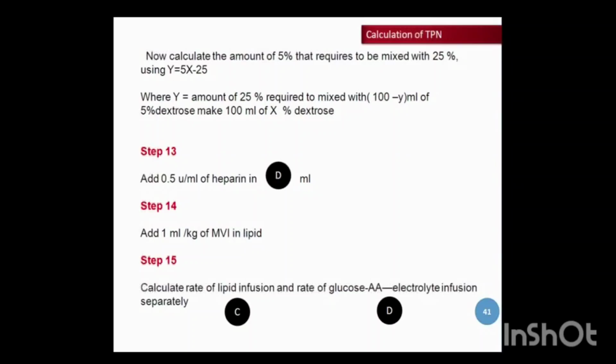Step number 13. Now we will add 0.5 units per ml of heparin. In step number 14, we will add 1 ml per kg of MVI in the lipid. In step number 15, we will calculate the rate of the lipid infusion and the rate of the glucose amino acid electrolyte infusion separately.